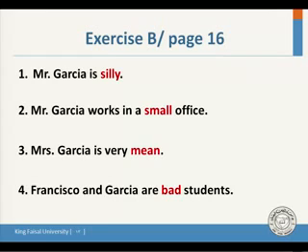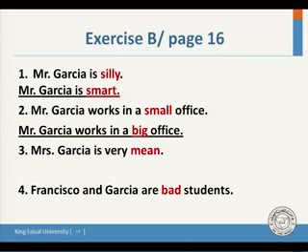Let's do an exercise on the adjectives and their opposites. We have 4 sentences here from exercise B on page 16. Sentence 1. Mr. Garcia is silly. No. Mr. Garcia is smart. The opposite of silly is smart. Sentence 2. Mr. Garcia works in a small office. A small office. We know that. Mr. Garcia works in a big office, not a small office.